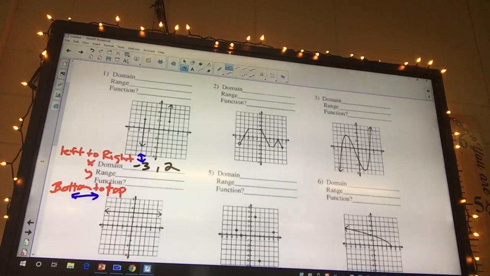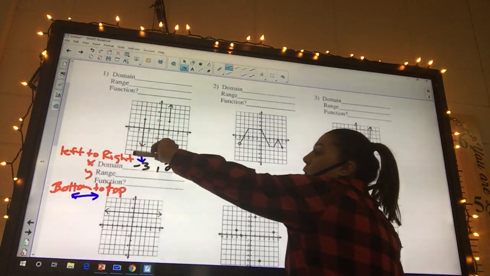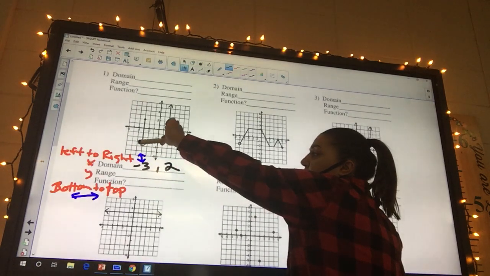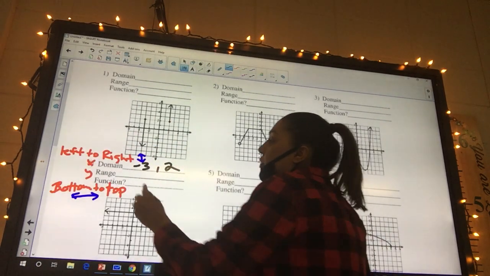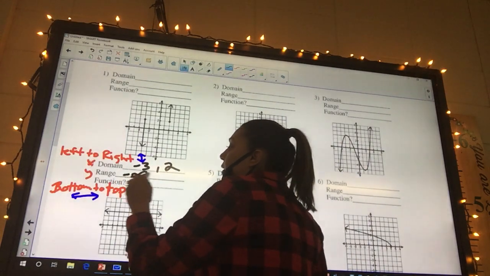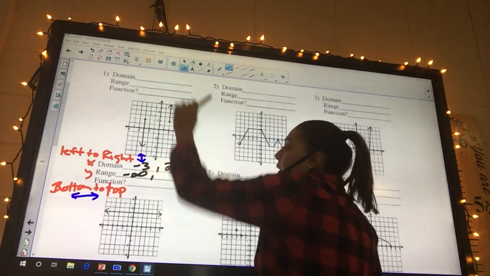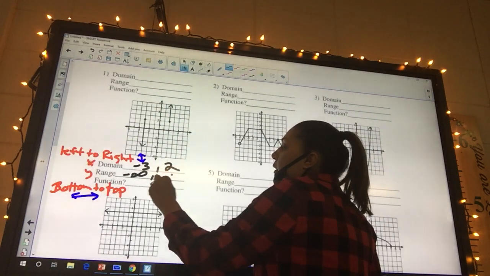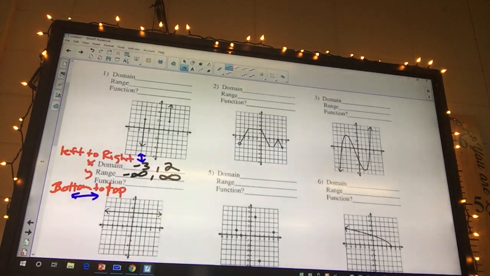And then the range. We start at the bottom, and we work our way up. So when do I touch the function? What's the first thing I touch? The arrow. So it's going to be -infinity to what? What's the last thing I touch going up? Infinity. And then the last box, it says function, question mark. We do what test? What's the test called? We just did it on the last page.